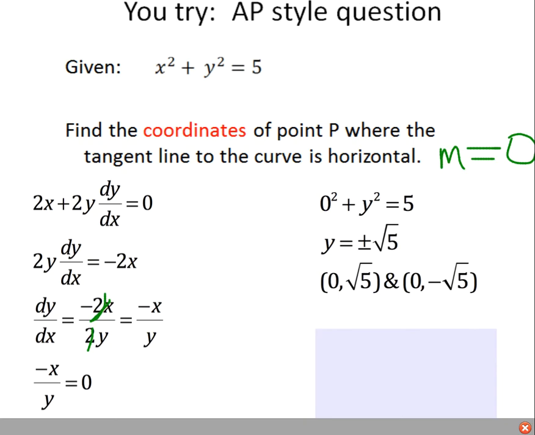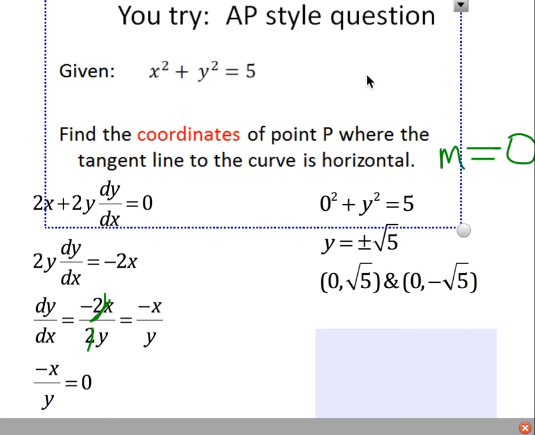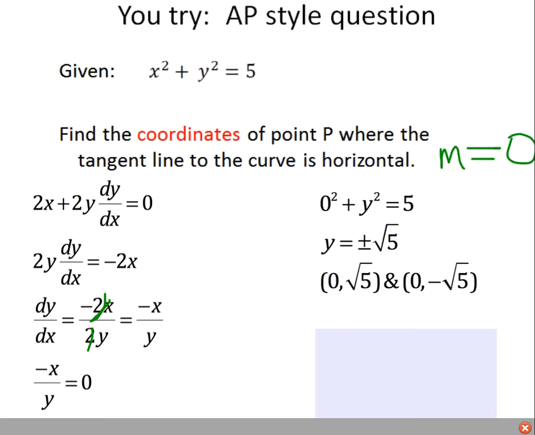And if you think about it, this equation is the equation of a circle. Okay, with a y-intercept. Okay, so the radius is actually square root of 5. So they're saying the point (0, square root of 5) and (0, negative square root of 5). That means right here and right here.